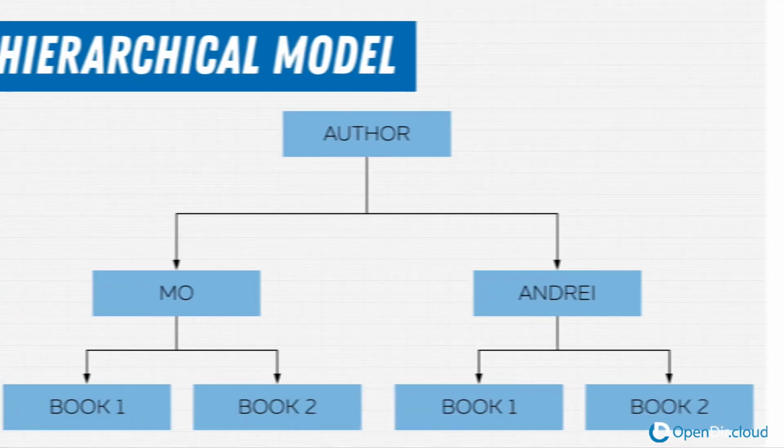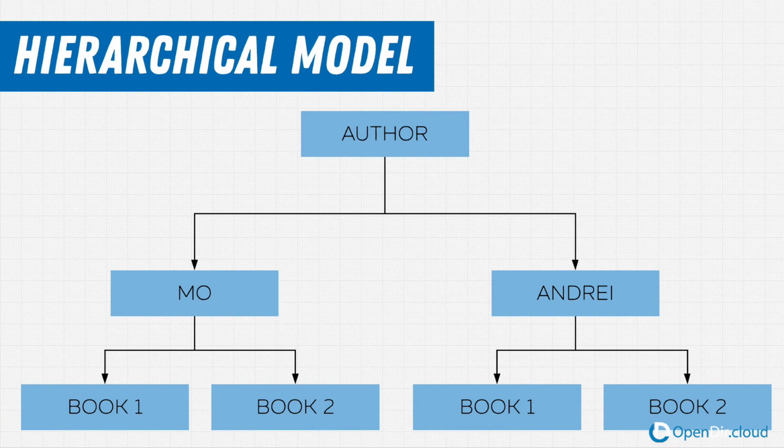So, what do we mean by one-to-many? One parent can have many children. The child can only have one parent. That is what we call a one-to-many relationship. So, the hierarchical model supports one-to-many relationships. And that is very apparent here.